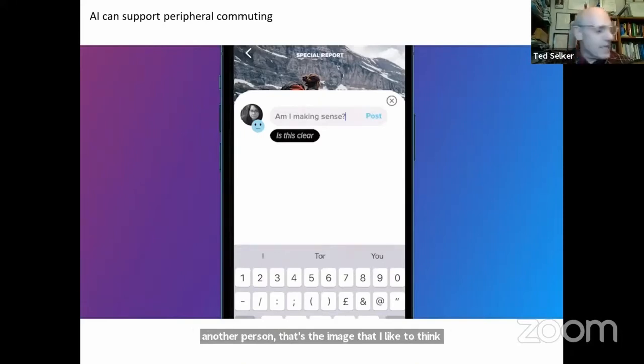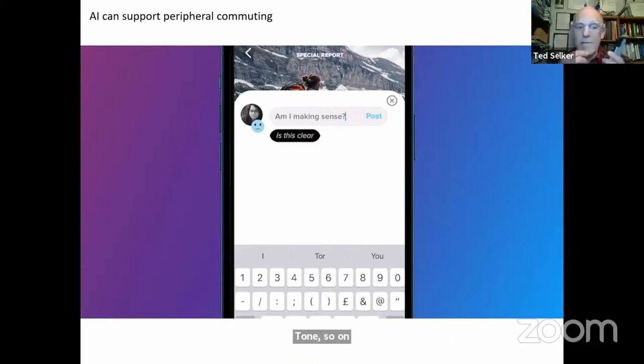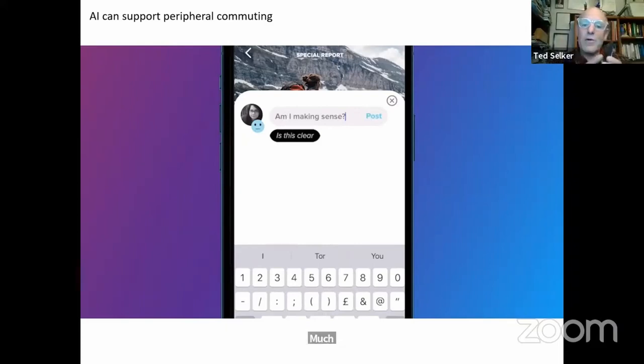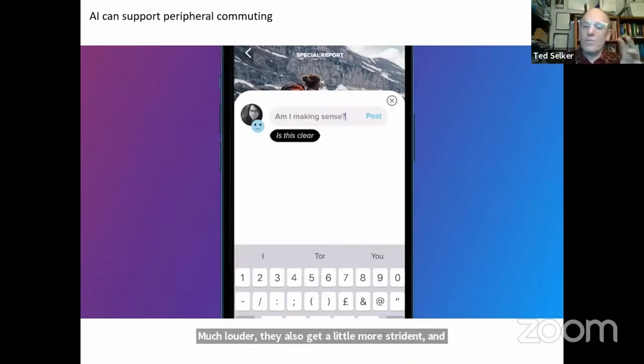And one place that we find that is in something called side tone. On telephones, they found out a long time ago that if they had some of your voice mixed into the earpiece, you could tell that your voice was being listened to by the telephone. And when they take that out, people speak much louder. They also get a little more strident. And so this idea of a visual side tone, a communication side tone, that is giving you a little feedback about what somebody else might hear in your voice, is what this AI is doing.